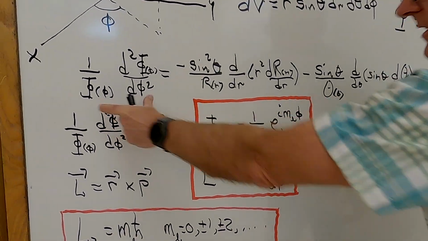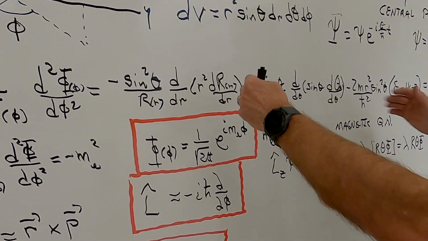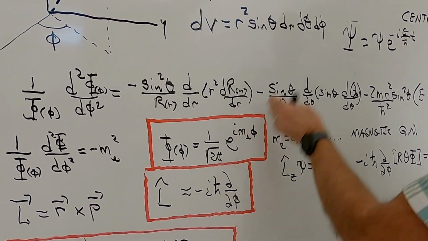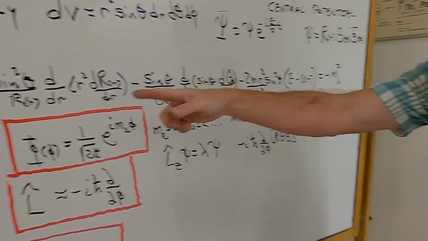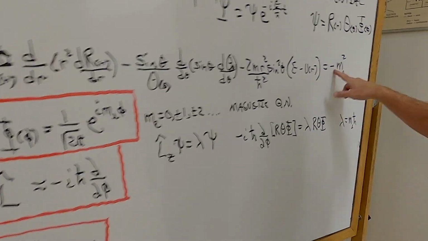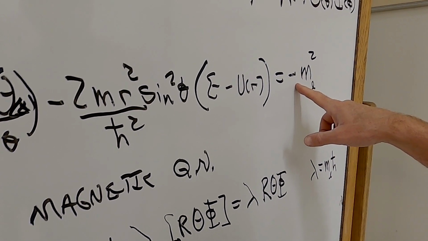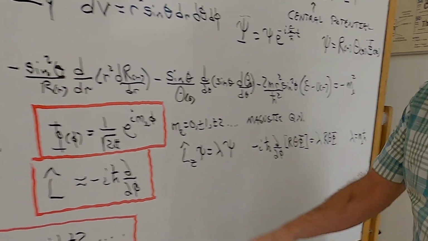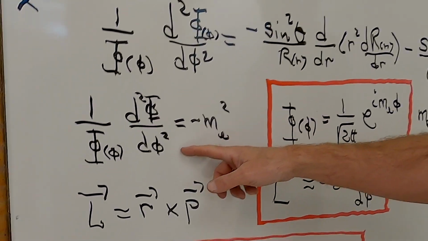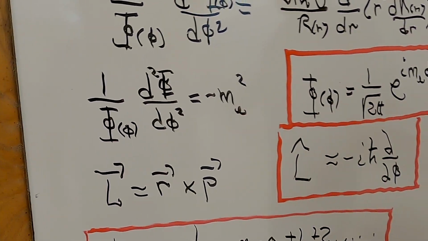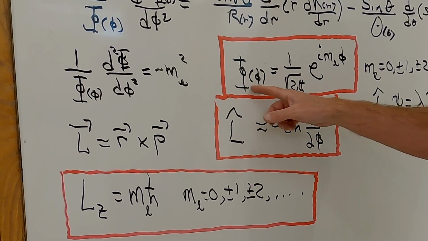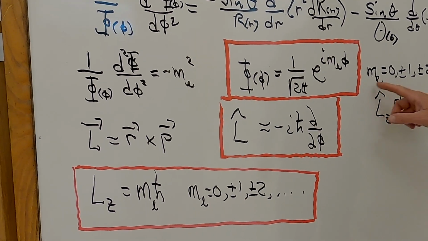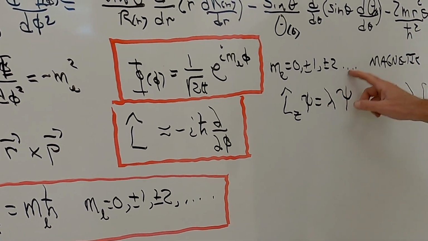But since this is just a function of phi, and there's no phi's over here, and this is just r and theta, and since this has to equal that for all phi's and all thetas and all r's, the only way that can be true is if these two are equal to a constant, and we called it minus m sub l squared. Remember, it's not mass, it's really just m sub l quantity squared, which means that we set this equal to minus m sub l squared, which we did, and we solved it, and we ended up, after we normalized it, with this for our phi sub phi, where m sub l could be 0, plus or minus 1, plus or minus 2, and so on.